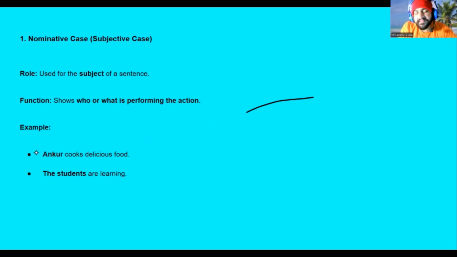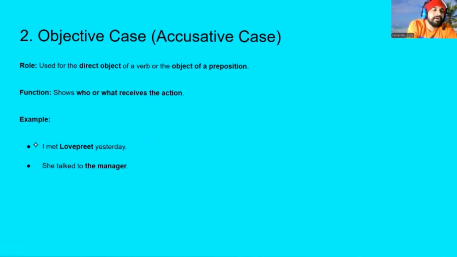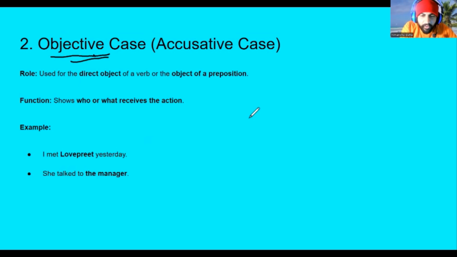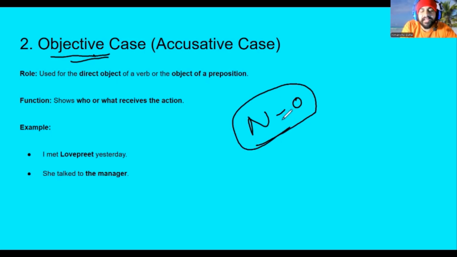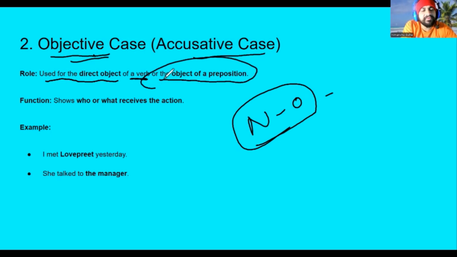And then the objective case. Now we're talking about the objective case. What is the objective case? The objective case is something which is used as the object. When a noun or a pronoun is used as the object in the sentence, then that would be called the accusative case. It is used for the direct object of the verb, or the object of a preposition. The function is to show who and what receives the action, whoever is receiving the action.